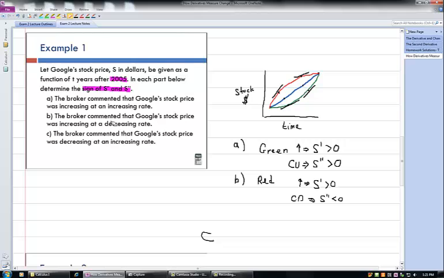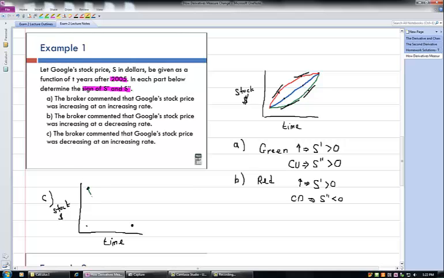All right, finally in part C, this is where you have to be a bit careful. In part C it says the broker commented that Google's stock price was decreasing at an increasing rate. So on this one, let's draw the picture of the possible cases. Here's my time, here's my stock price. Now instead of starting down here, I'm going to start up here and go down because it says it's decreasing. And again, I can draw my 3 cases.